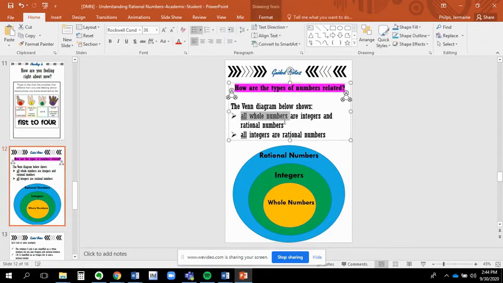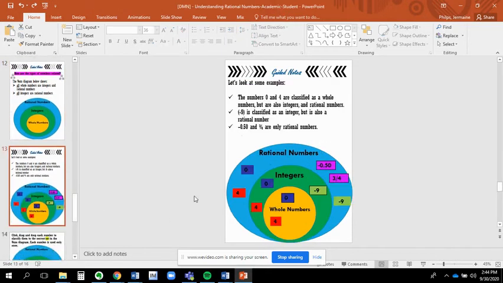That's why we have the phrase, all whole numbers are integers and rational numbers, while all integers are, oops, I messed the whole thing up. All integers are rational numbers, but not all rational numbers are going to be integers. Not all rational numbers are going to be whole numbers. Let's look at some examples.